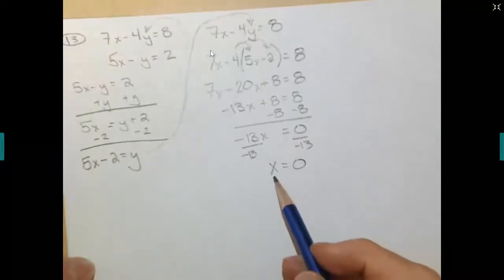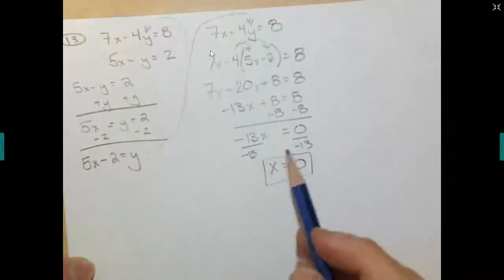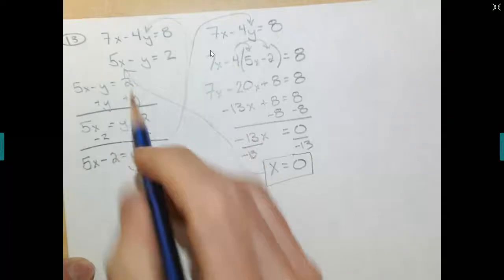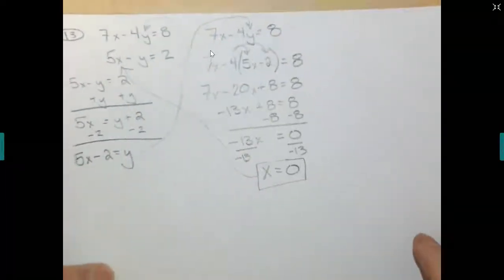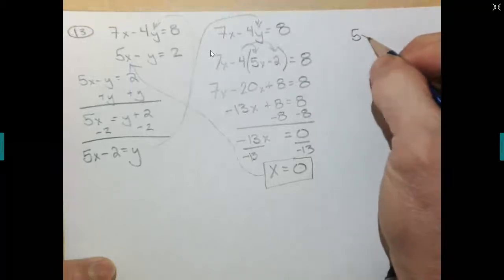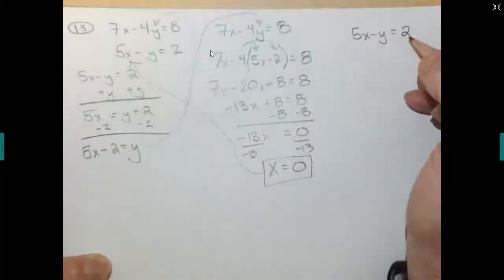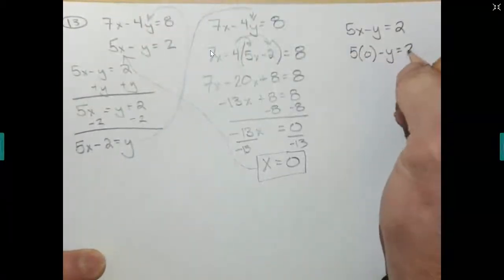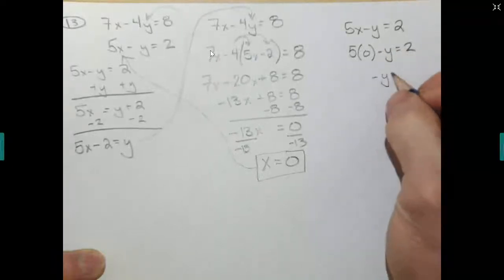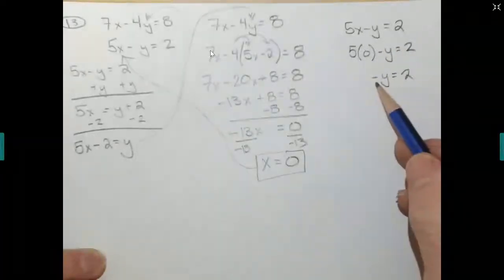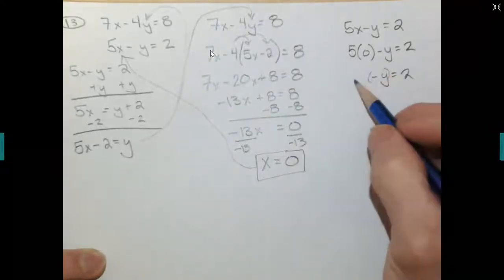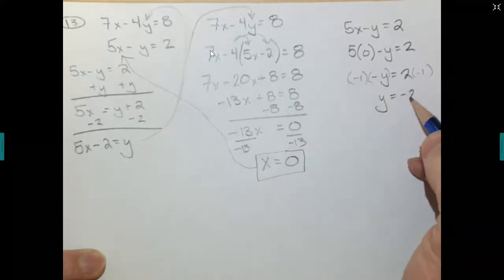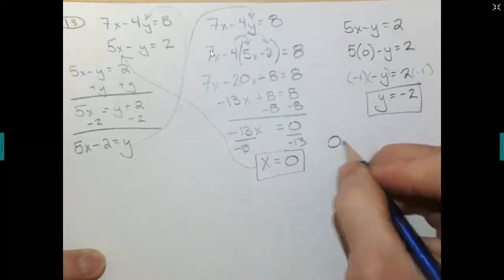Well, that's nice. So now I take my x equals 0 and I plug it into one of these. I'll plug it into this one. So I have 5x minus y equals 2. So plug my 0 in. 5 times 0 minus y equals 2. That's 0, so negative y equals 2. Well, I can't have a negative, so I have to multiply both sides by negative 1. And I have y equals negative 2. So I have 0, negative 2.